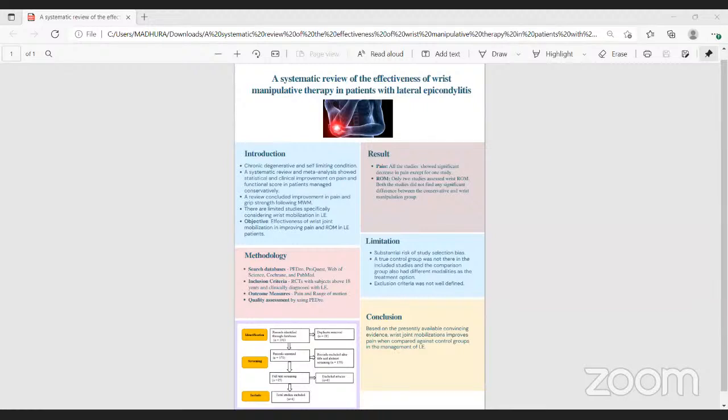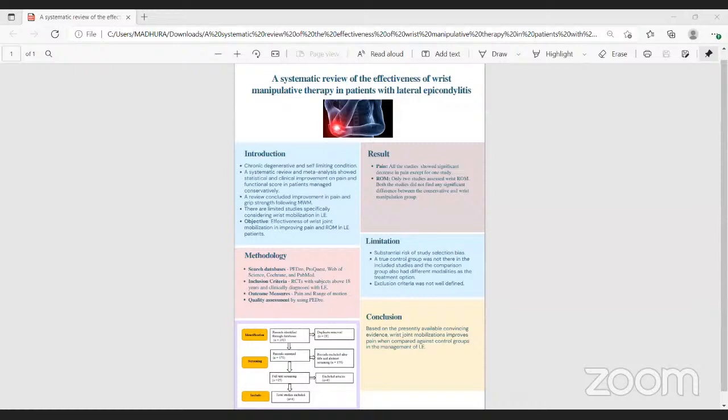All the studies showed significant decrease in pain except for one study. Regarding range of motion, only 2 studies assessed wrist range of motion. Both studies did not find any significant difference between the conservative and wrist manipulation group.